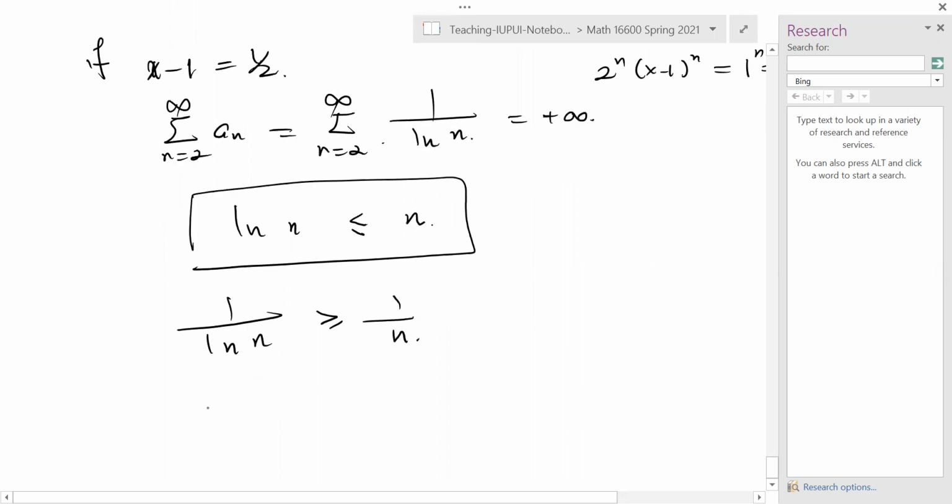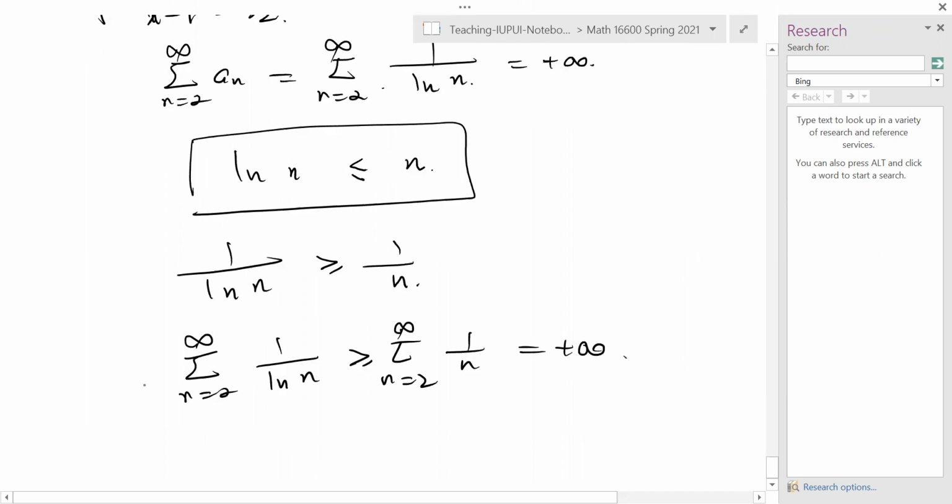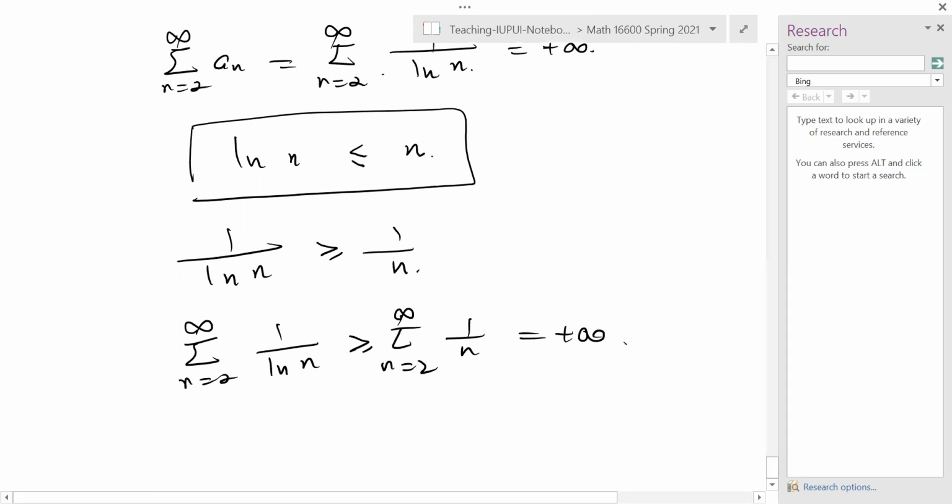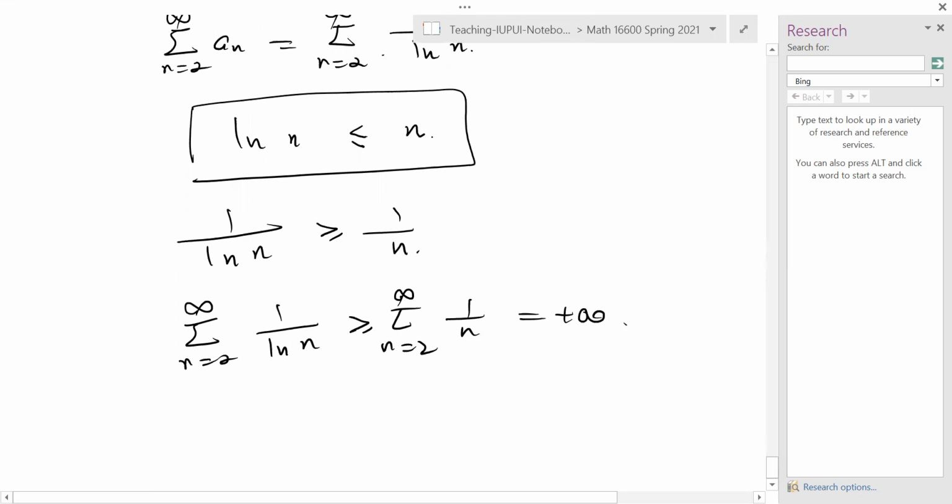Then the sum of 1 over n is infinity, and this makes the one on the left-hand side infinity as well. But the question is, how do I know natural log n is less than or equal to n?